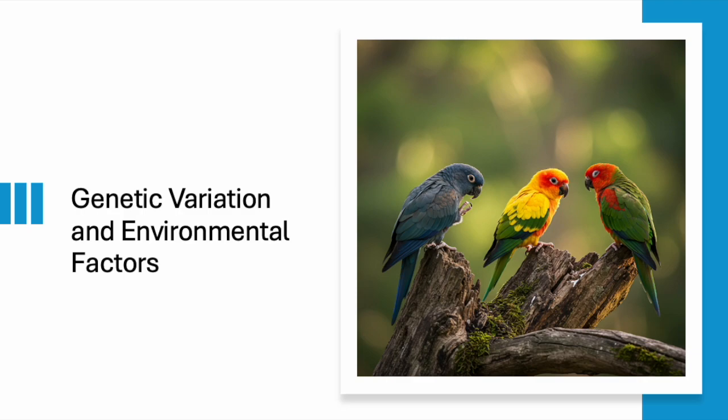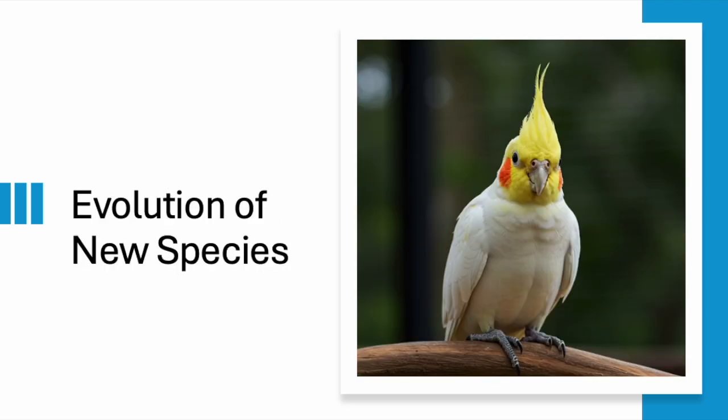This process of natural selection can lead to the evolution of new species. For example, if a population of birds is isolated on an island, the birds may evolve into a new species that is different from the mainland birds. This is because the birds on the island will be exposed to different environmental factors than the birds on the mainland.